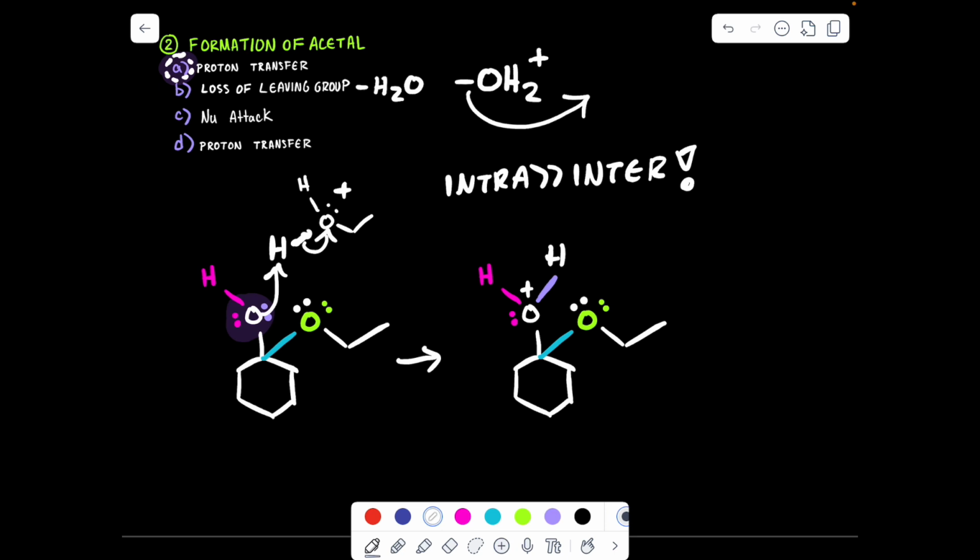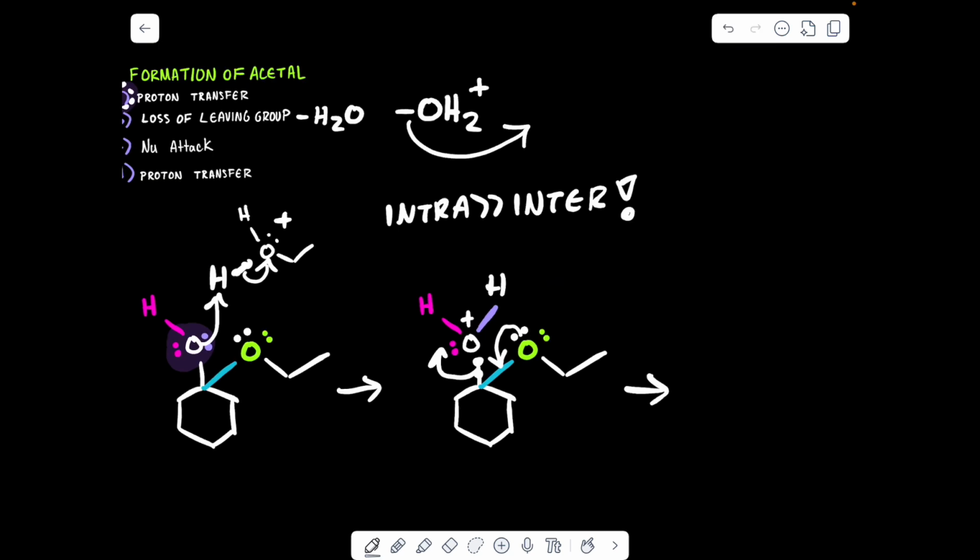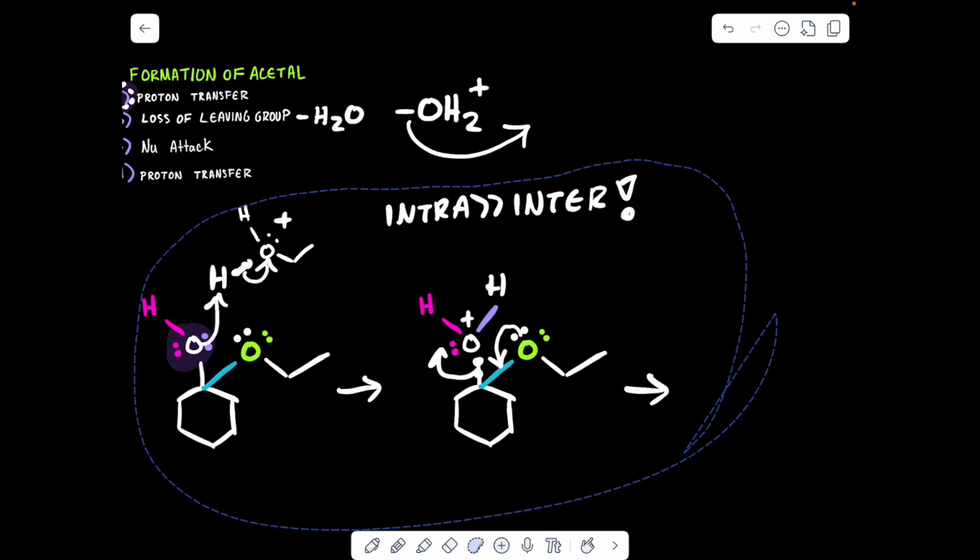So therefore, we can lose this leaving group via 2 in, 2 out. That's an intramolecular reaction because nothing from the outside is pushing off the leaving group. A group within the structure is pushing off the leaving group. That is intramolecular. So what is the product of part B, which is the loss of our leaving group?